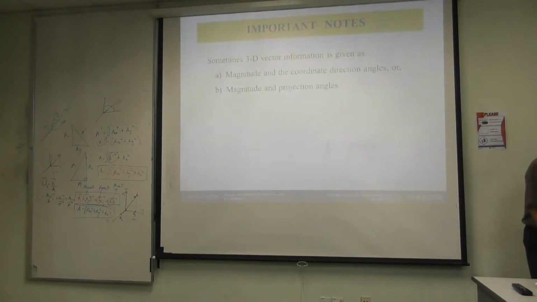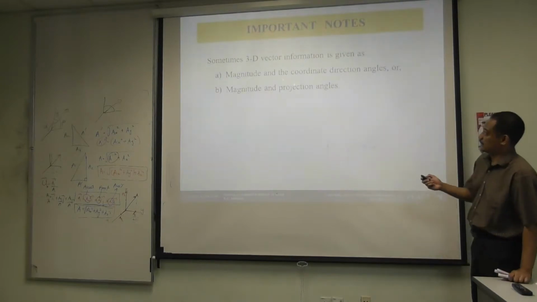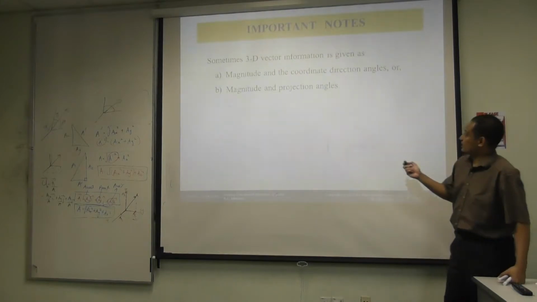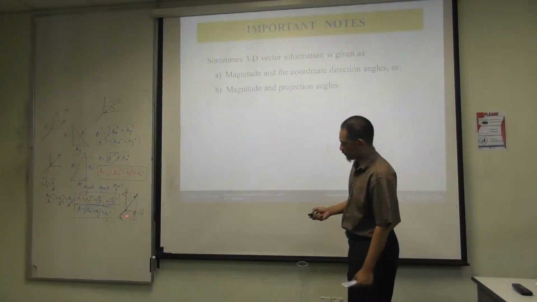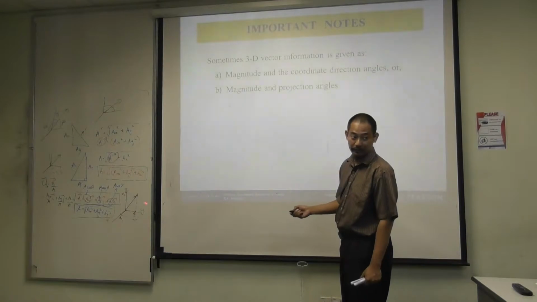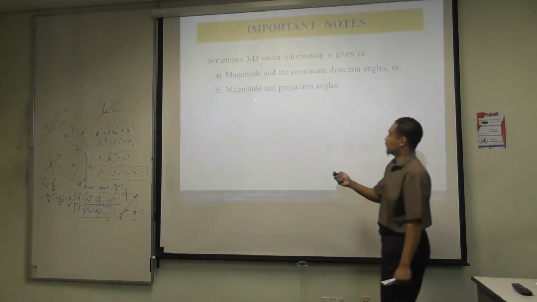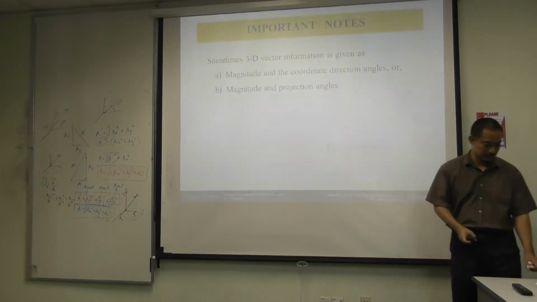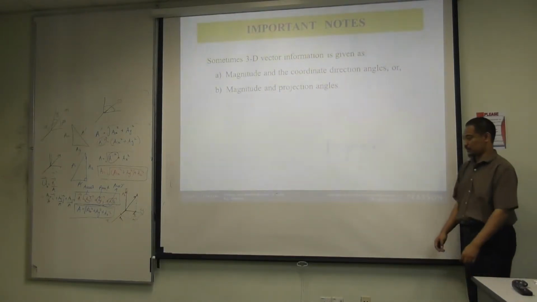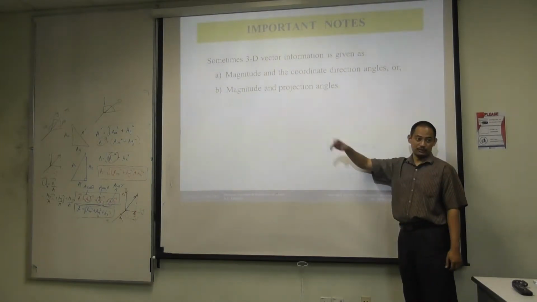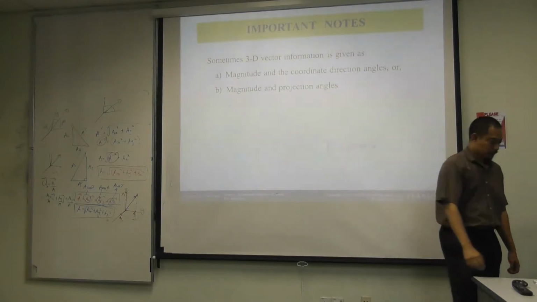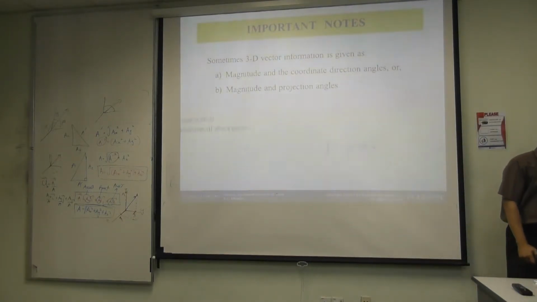Important notes. So this we have mentioned already. The 3D vector can be given in terms of magnitude and coordinate direction angle, or magnitude and projection angle. Now, coordinate direction angle is basically this type of drawing or this type of information, right? While projection angle is alpha, beta, and gamma. So make sure you also know the terms, because sometimes the question asks to find the projection angle. So you have to understand: oh, I need to find alpha, beta, and gamma. So you need to know how to deal with both, right?